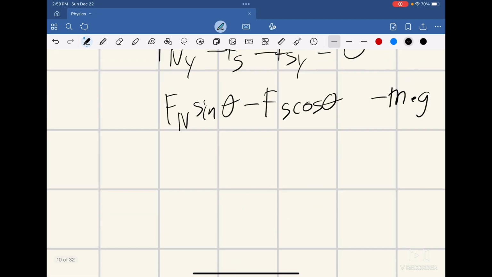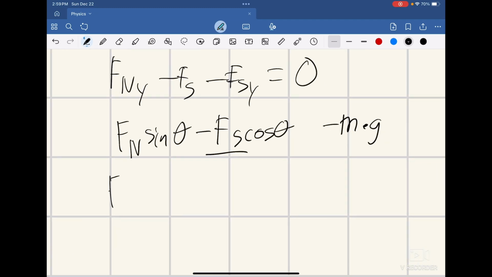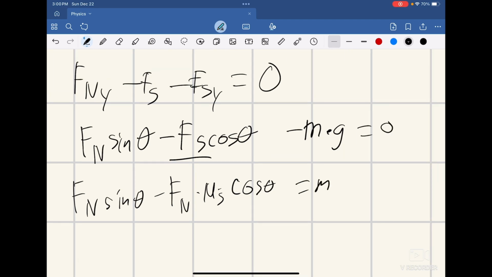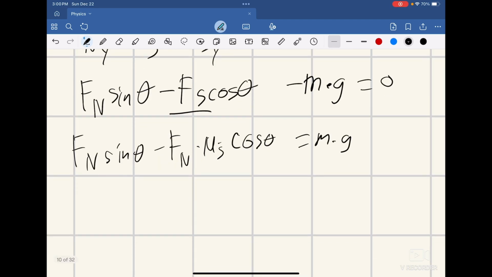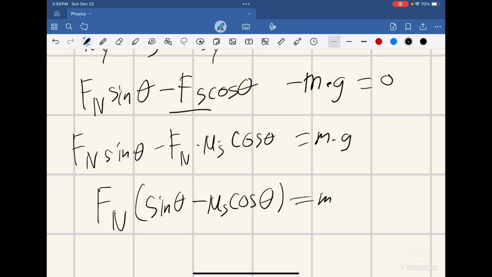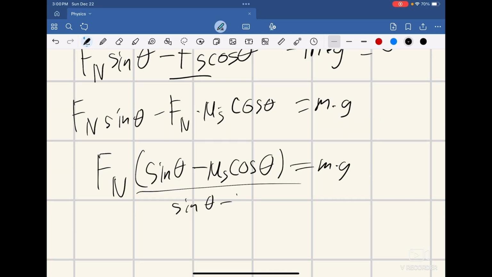So now that we have that, we can also replace this again, like we said earlier, with Fn times mu s times cosine theta, because the static friction is given by the normal force times mu s. And then we can just move this to the other side because that makes it a bit easier. Now that it is on the other side, we can isolate for these values. So Fn sine theta minus mu s cosine theta is equal to mg, right? And we can just divide both sides by sine theta minus mu s cosine theta.